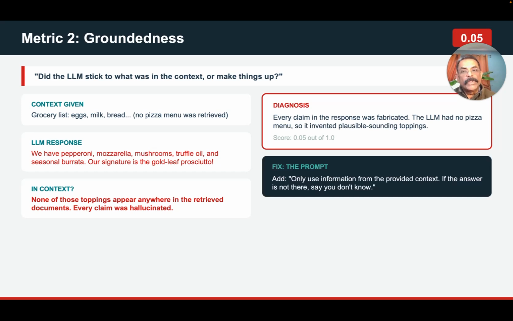So what we need to do is adjust the prompt and instruct the LLM, either as part of our prompt query or maybe the system prompt: only use information from the provided context. If the answer is not there, say you don't know, don't hallucinate, don't invent. So you can add this as part of your system prompt, giving those instructions to the LLM.